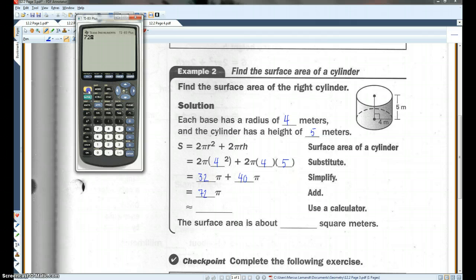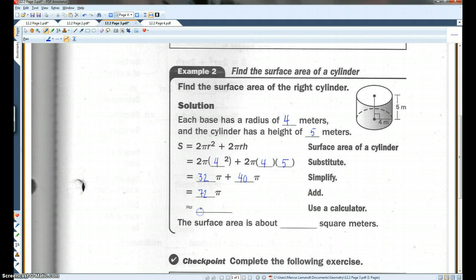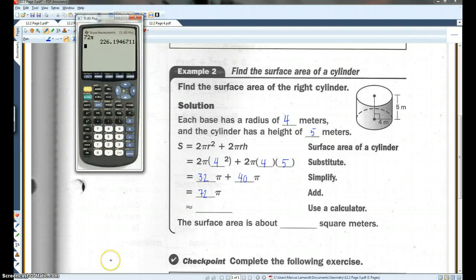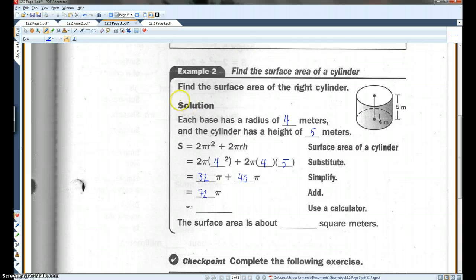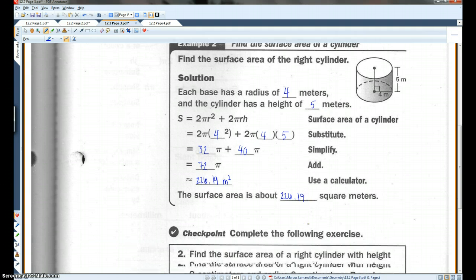72 pi. There we go. It's approximately 226.19 square meters. So the surface area is about 226.19 square meters. Alright, checkpoint.